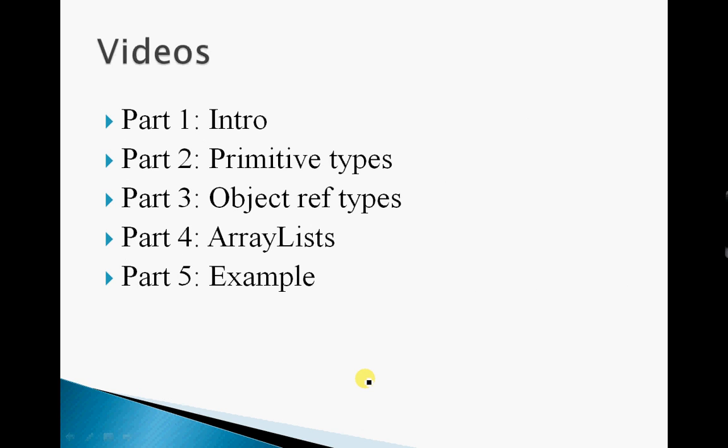This is part 1 of the 5 videos for memory state diagrams. In part 2, we will cover primitive types and examples. In part 3, we'll cover object reference types with examples. In part 4, we talk about array lists, and we'll end with a fuller example of how to draw a memory state diagram. So in the next video, we'll move on to primitive types, the easier ones.